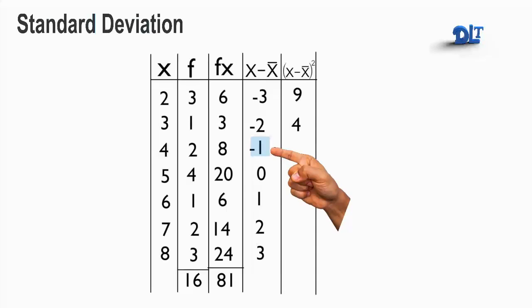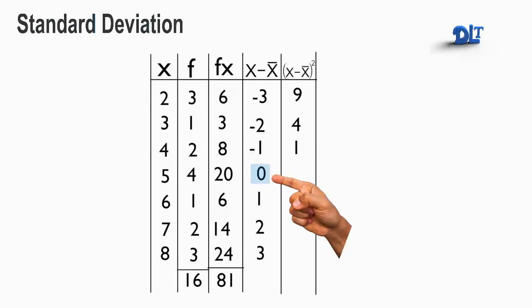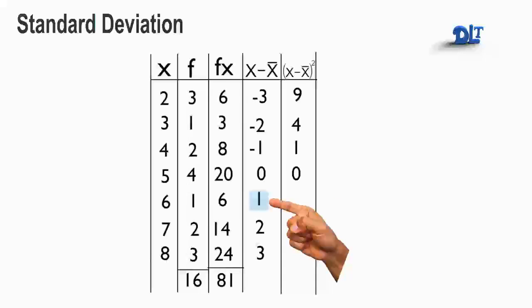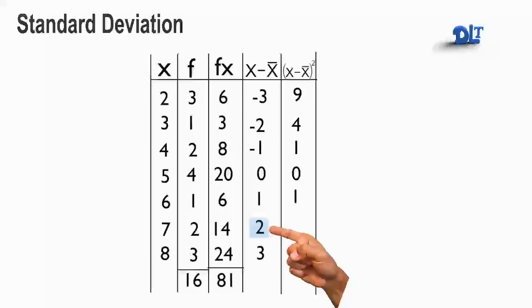Minus 1 raised to power 2, is 1. 0 raised to power 2, is 0. 1 raised to power 2, is 1. 2 raised to power 2, is 4. 3 raised to power 2, is 9.